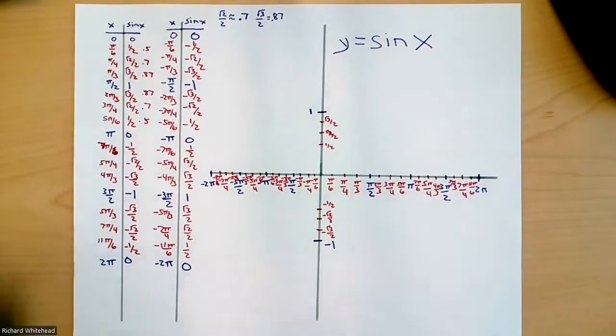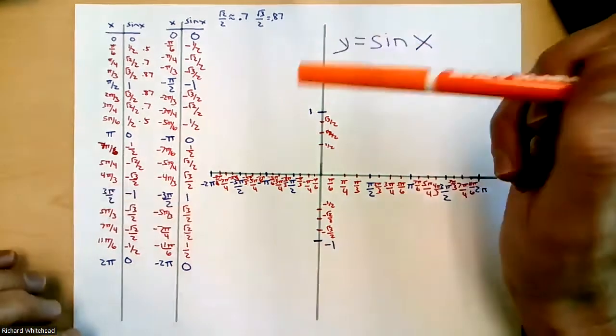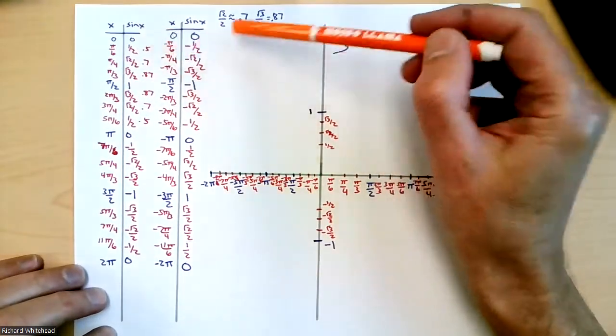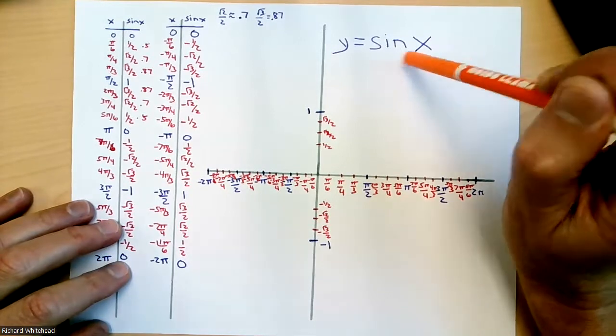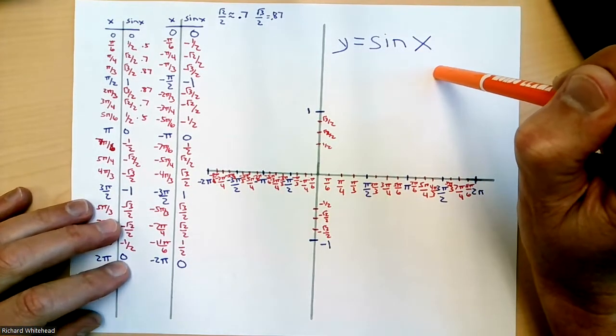Okay, let's start graphing trig functions. So what we're going to do is establish the patterns using a nice sine curve. We're just going to establish the pattern, nice sine curve, no big deal.